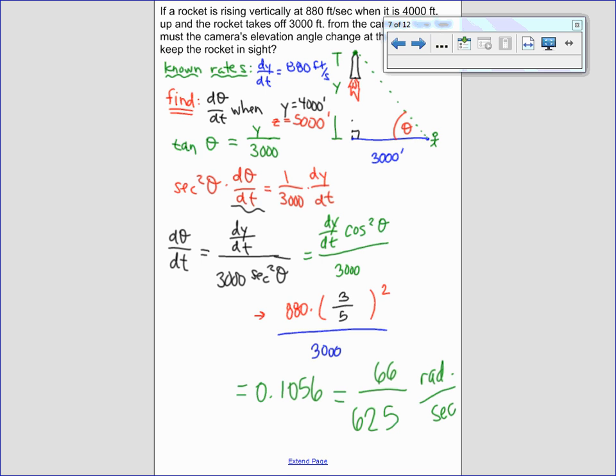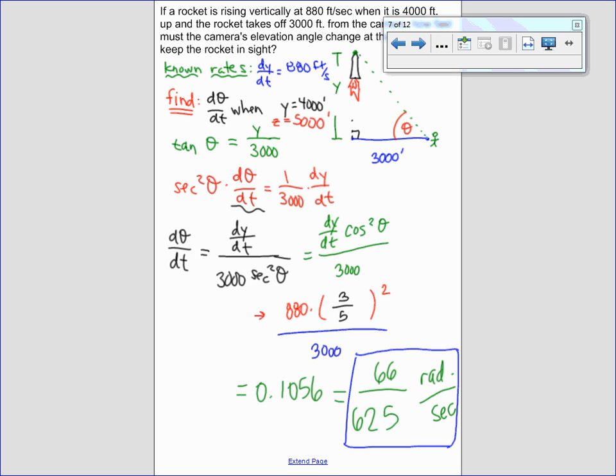Awesome. That's a sweet problem. Okay, let's do some quick mental checks. Is the rate of change in my angle of elevation positive or negative? Positive. Does that match the problem situation? Yes, because that angle would be increasing to keep the rocket in my sight. So that's the first check. Is that a large value or a small value? A fairly small value, and yet, does that seem reasonable?